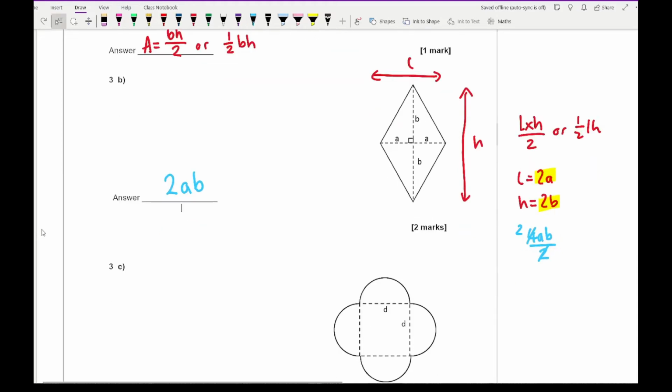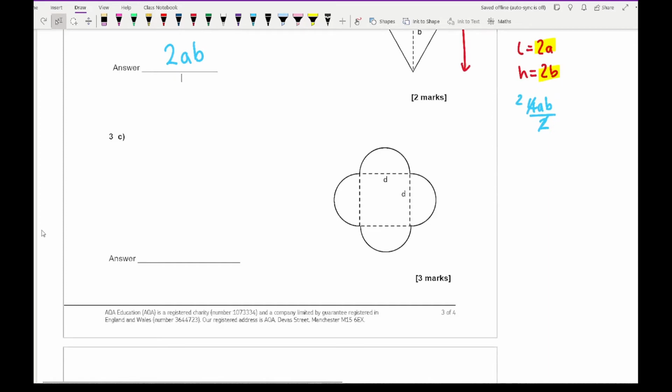Then moving on to question 3c. So here we've got 4 semicircles with a diameter of D, and we've got a square in the middle. Now what's worth mentioning on this is when you've got a compound shape is to basically label each of the different shapes. Now if a shape is the same, you can just label that as the same letter.